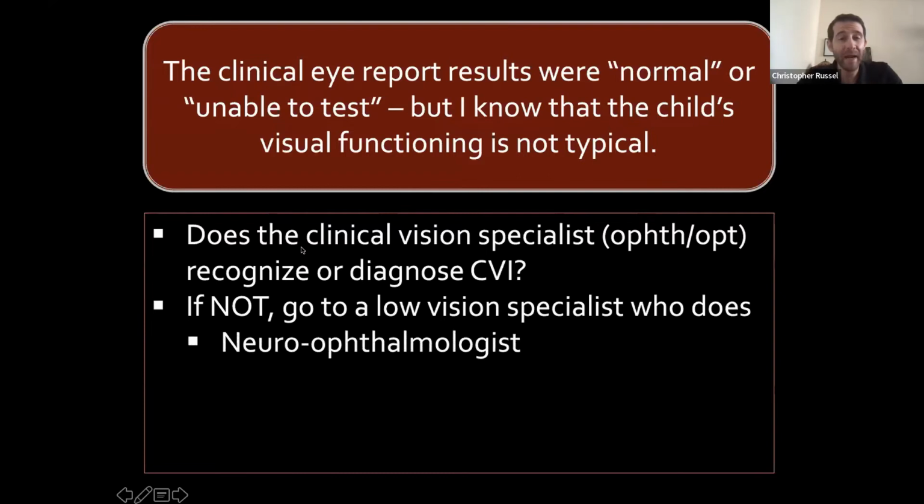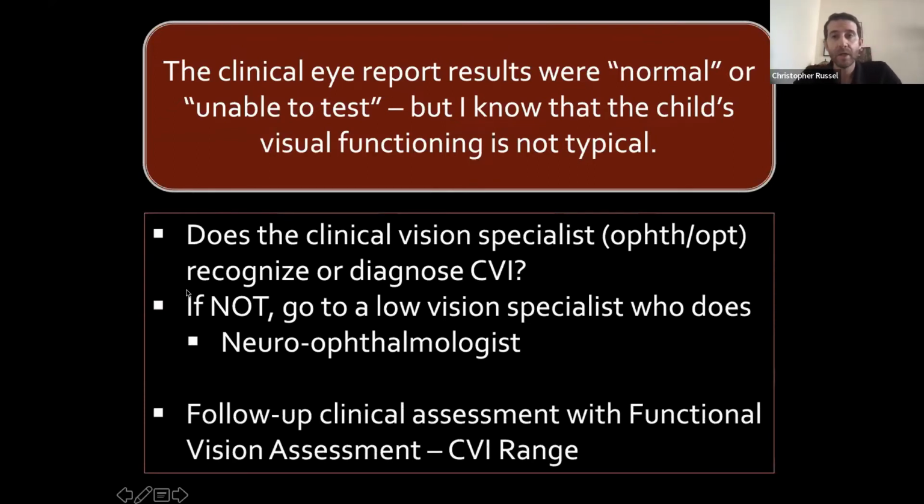That specialist might be a neuro-ophthalmologist. A neuro-ophthalmologist is essentially an ophthalmologist who has additional training in neurological visual impairment and may be comfortable diagnosing neurological visual processing disorders such as CVI. Most importantly, follow up clinical assessment with functional vision assessment.